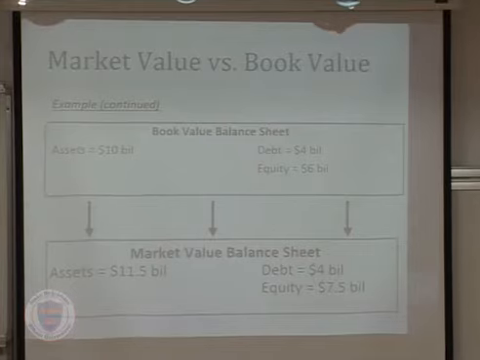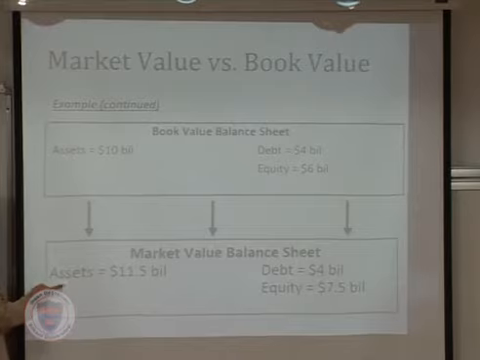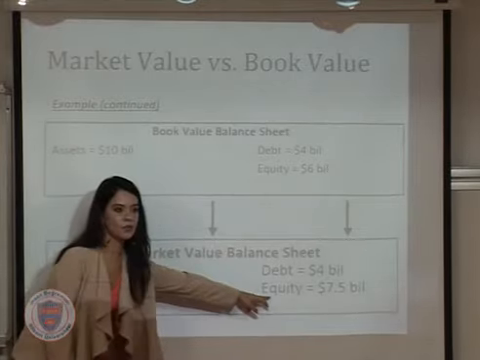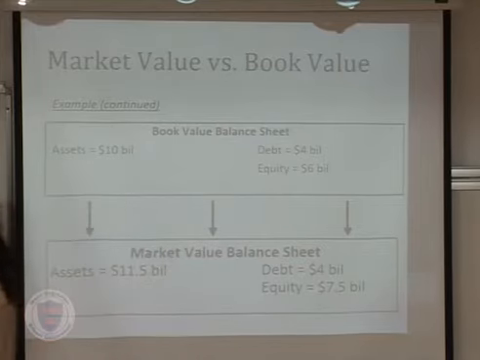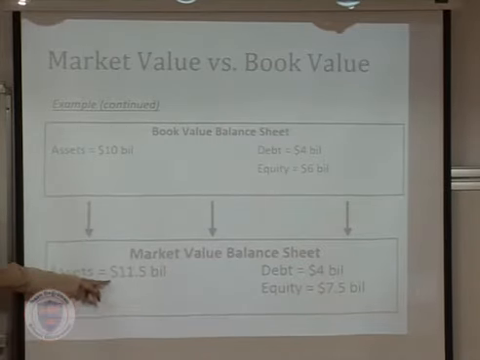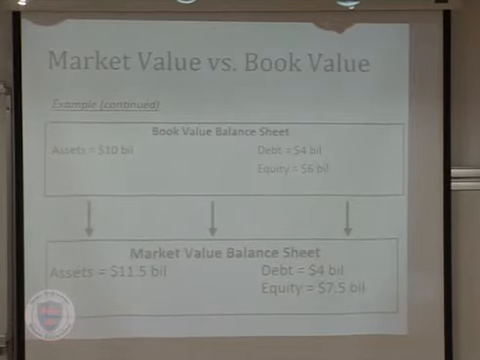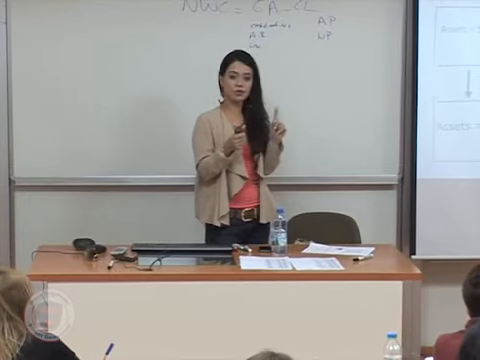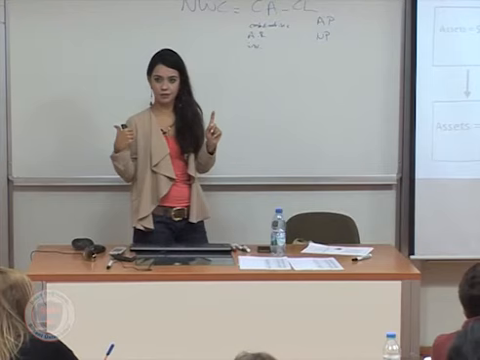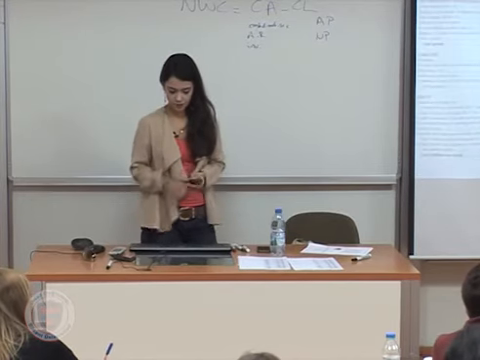So the book value of your assets is 10 billion from the balance sheet. The market value of assets is different because the market value of equity is 7.5 billion this time. So the total asset value is 11.5 billion. And we said market values are important because market values are forward-looking. Book values are backward-looking.